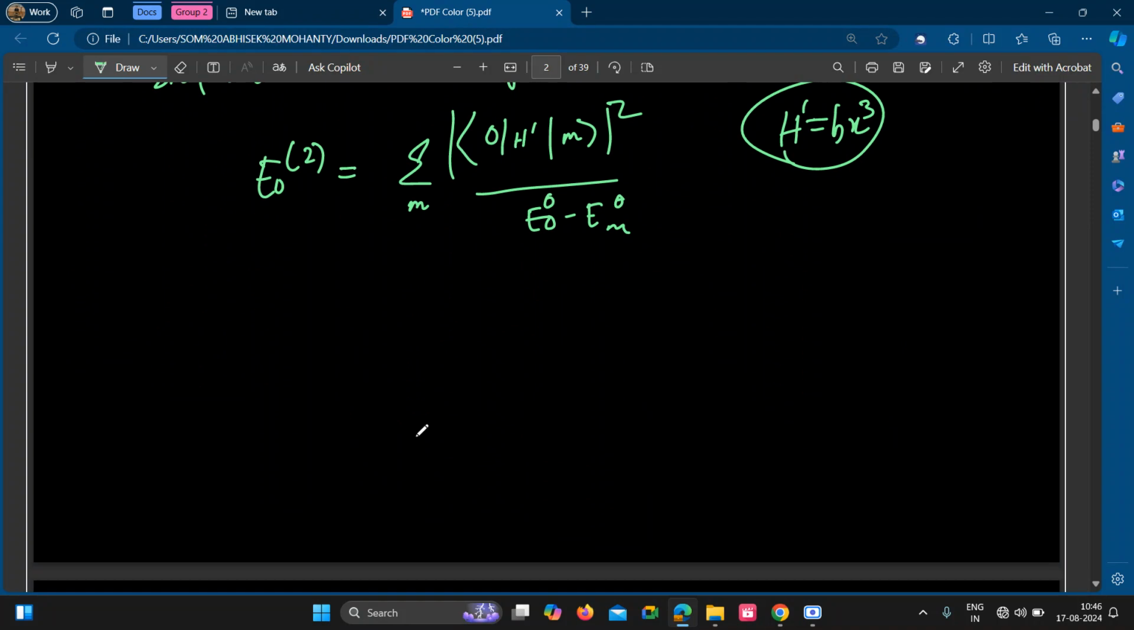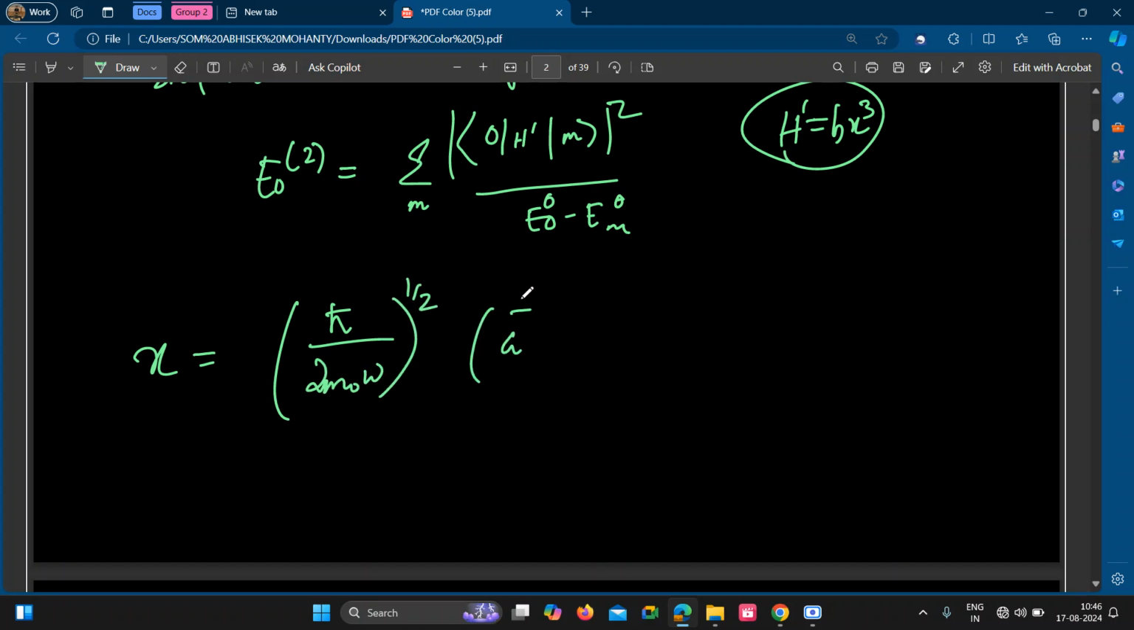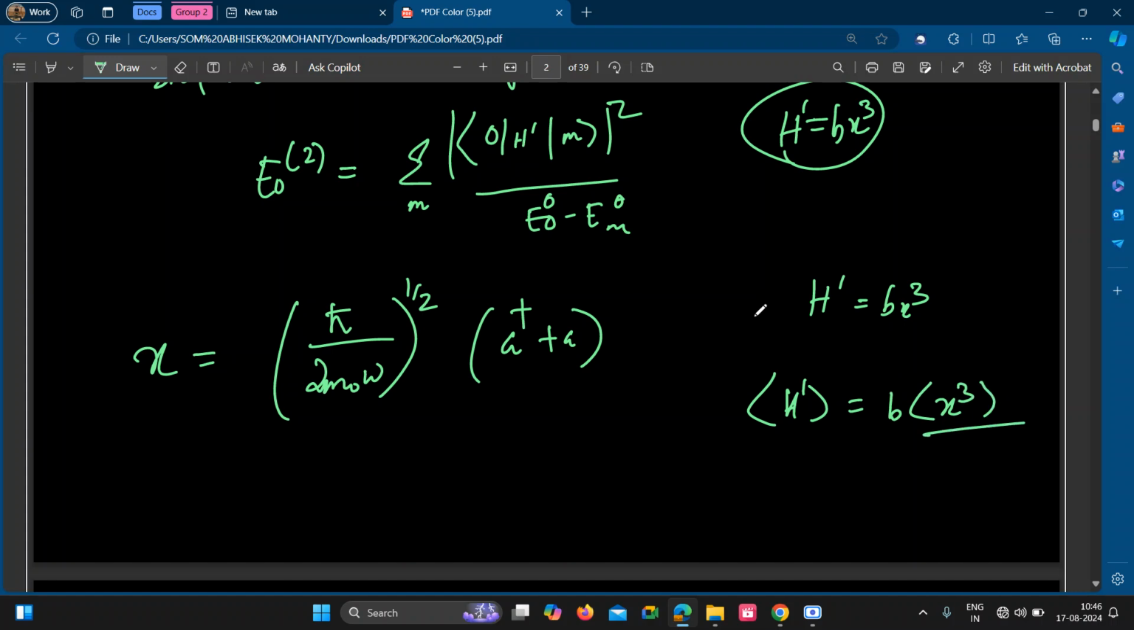We know x for a harmonic oscillator is (h cut by 2 m naught omega) to the power half, into (a dagger plus a). This is your raising operator and lowering operator. So your H' is bxq, so we have to write it like this. So how will we handle it?